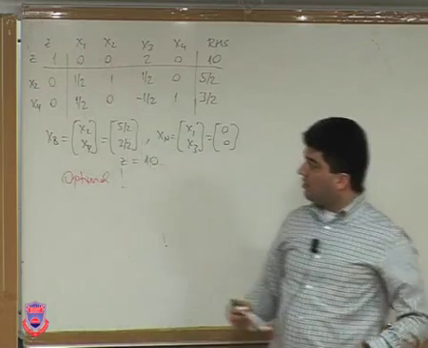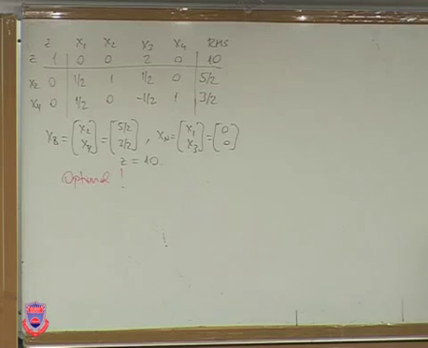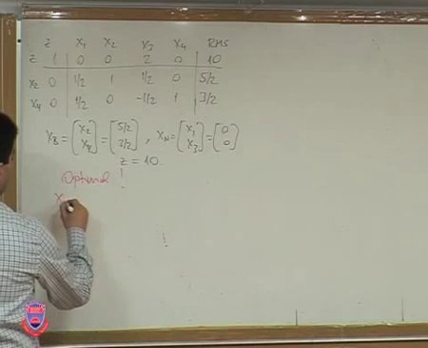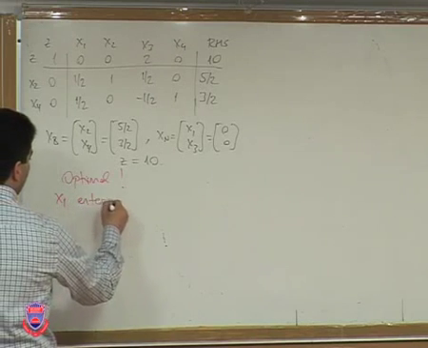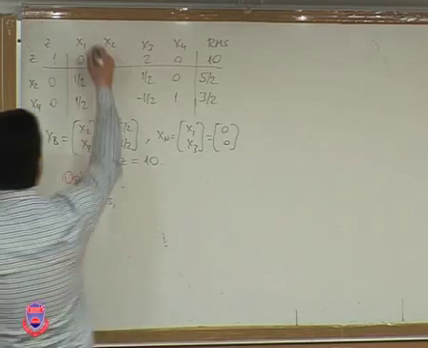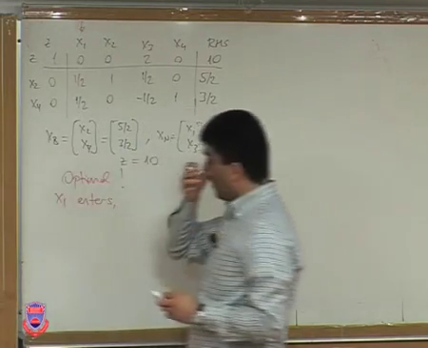So as a result, what I'm going to do is the following. Let me try to see what happens if I increase x1. I know that my z will not change, but will I get a different solution? That's exactly what I'm going to do. So now I'm going to enter x1. If x1 enters, then I need to determine the leaving variable.